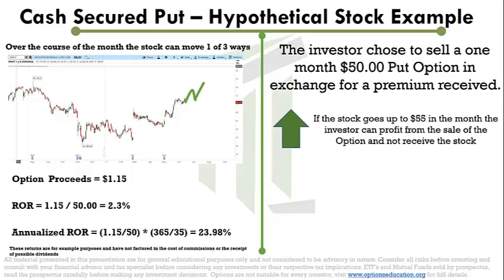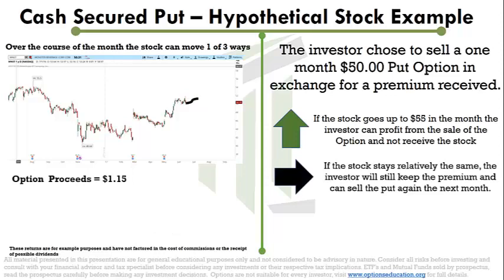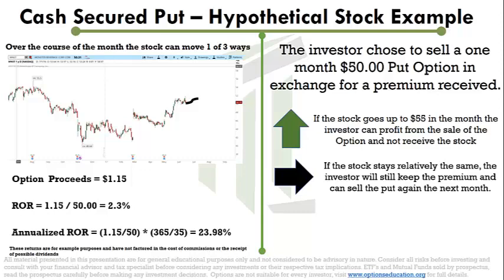Well, what if the stock goes sideways? Well, if the stock goes sideways and it stays relatively the same, the investor makes the exact same amount. But the difference is when the stock goes sideways, if the investor is still bullish on the security, he can sell that put again in the next month.